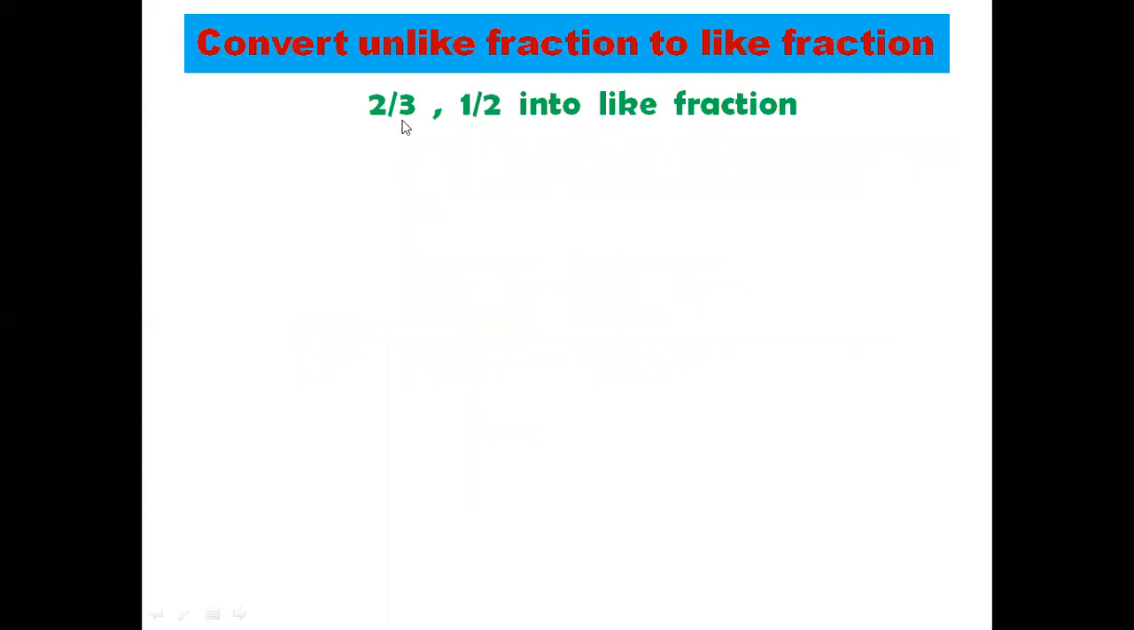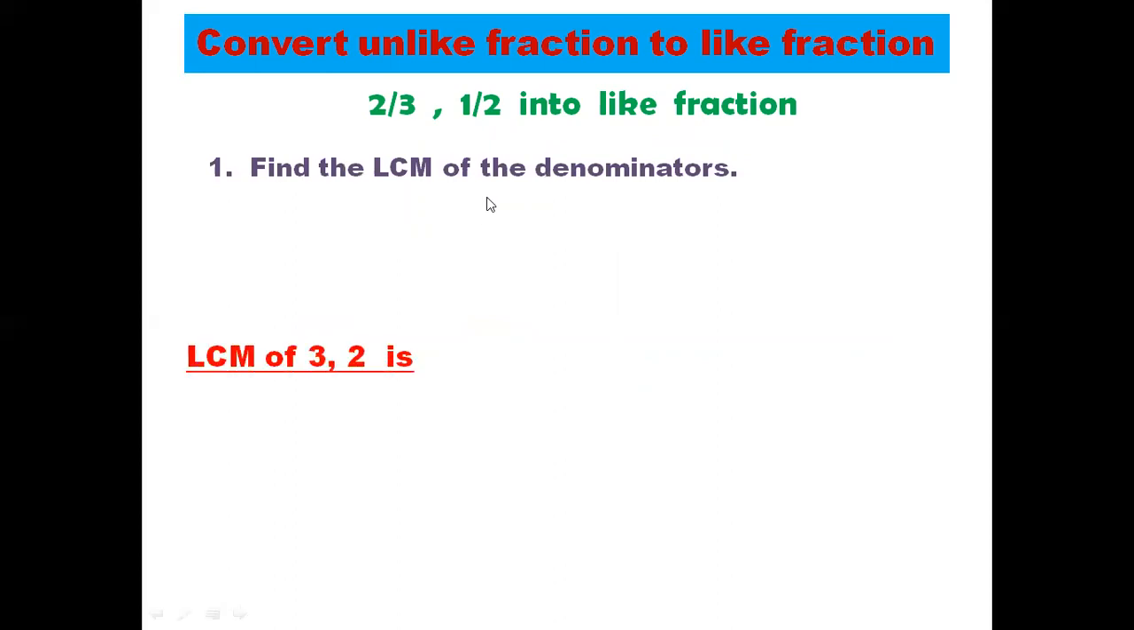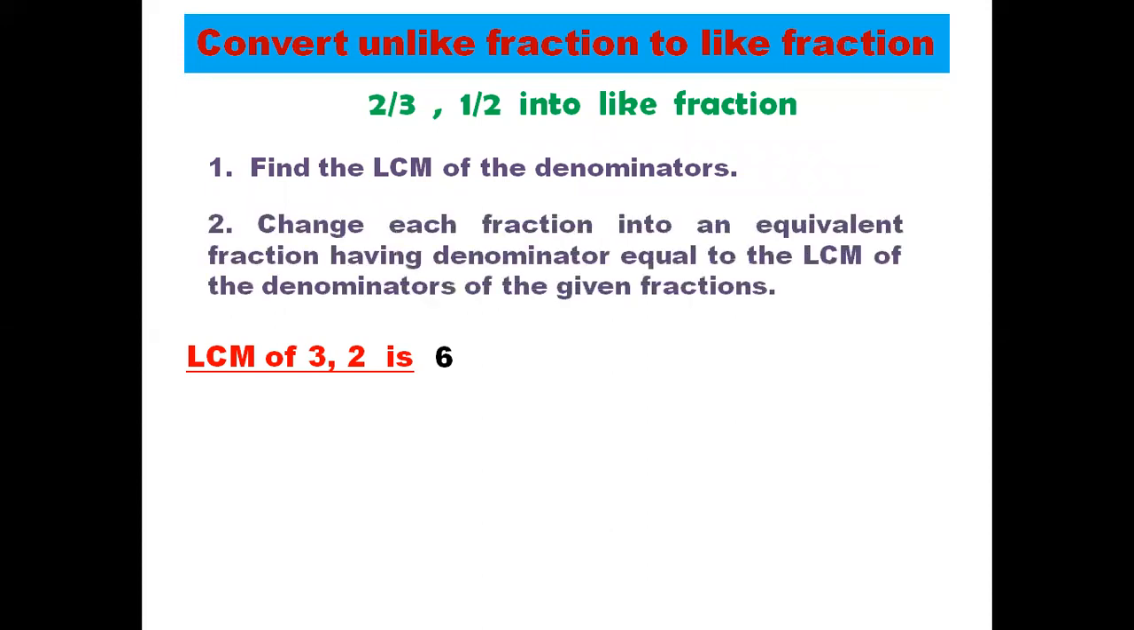We convert 2 by 3 and 1 by 2, these are fractions, into like fractions. So first we have to find the LCM of the denominators. That is the first step. So we know how to find the LCM of the denominators. For 2 by 3, what is the denominator? 3. And for 1 by 2, what is the denominator? 2. So we multiply 3 and 2, we get 6.